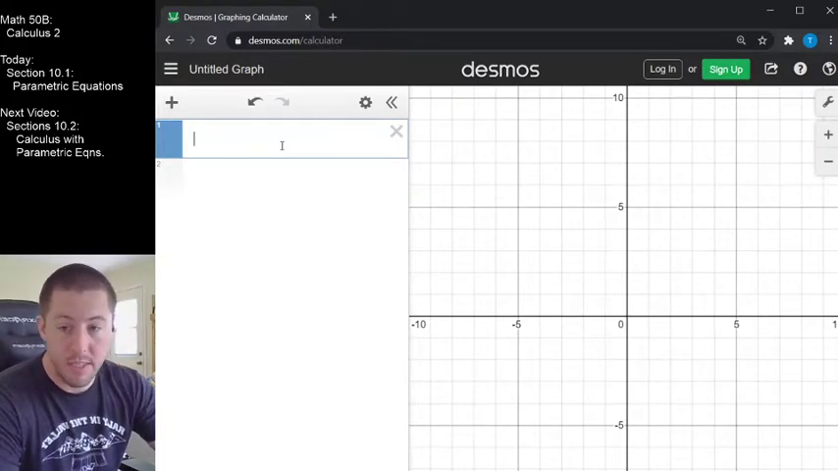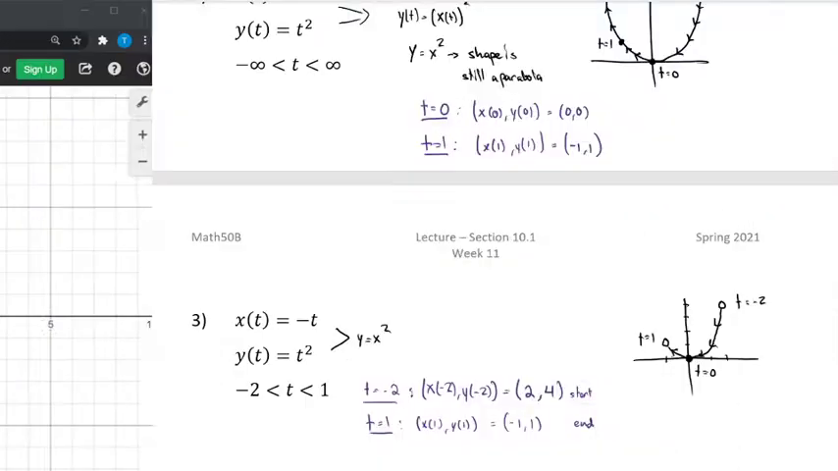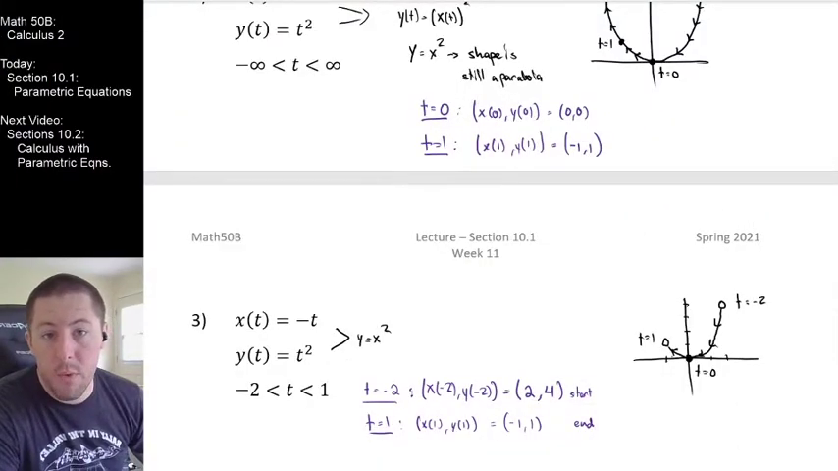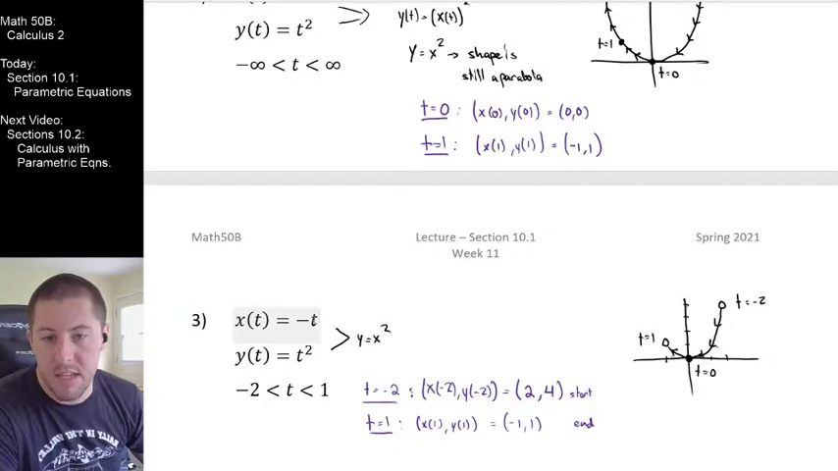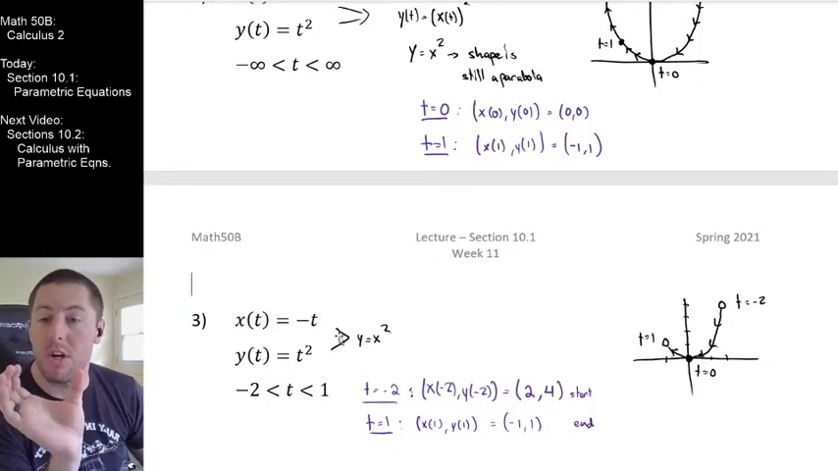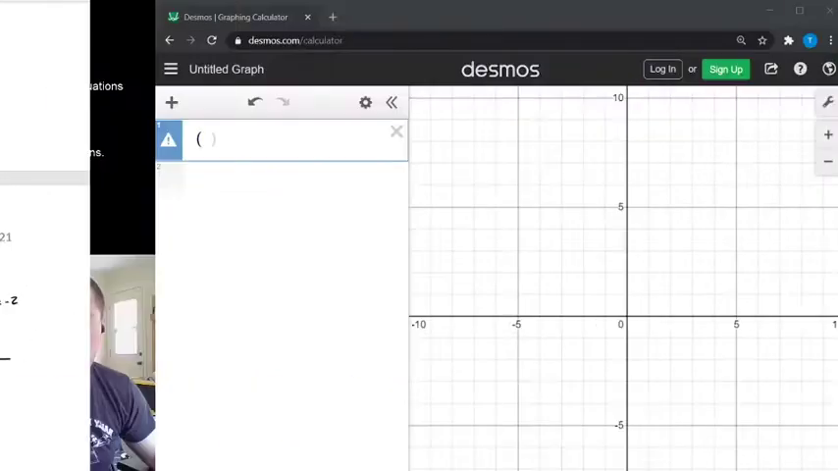Instead, what we need to do is indicate this as an ordered pair like we've kind of been doing. Basically, the way that we've been writing this kind of stuff right here, this x of 0, y of 0, x of 1, y of 1, this is exactly the structure in which we need to give it in Desmos. We just want our x information, which is going to be negative t, and our y information, which is going to be t squared, given as an ordered pair in Desmos, and that's going to generate an entire curve for us here. So let's go ahead and do that.